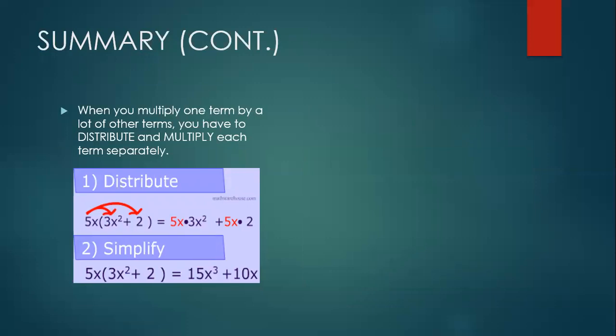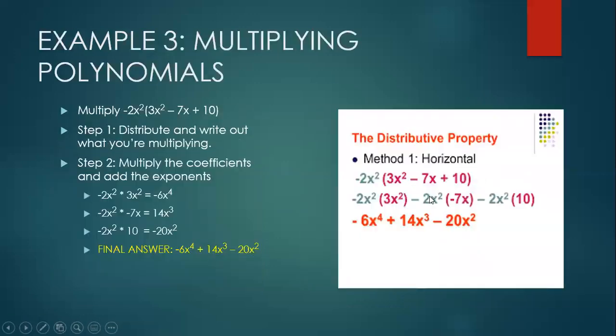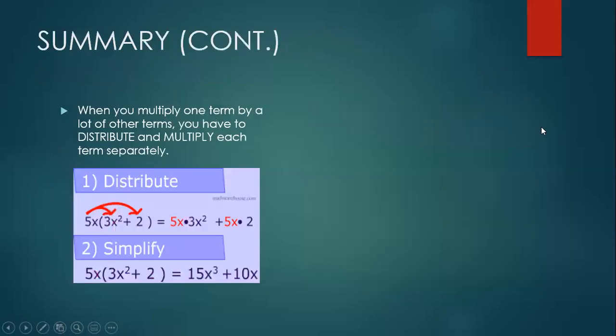And last but not least, when you multiply one term by a lot of other terms, you have to distribute and multiply each term separately. Notice that I'm writing these separate multiplications out so I can keep things organized. I'll go back and show you real quick here. Yeah, you can see I'm writing out different multiplications separately so I can keep up with it. All right. That should do it. Cool.